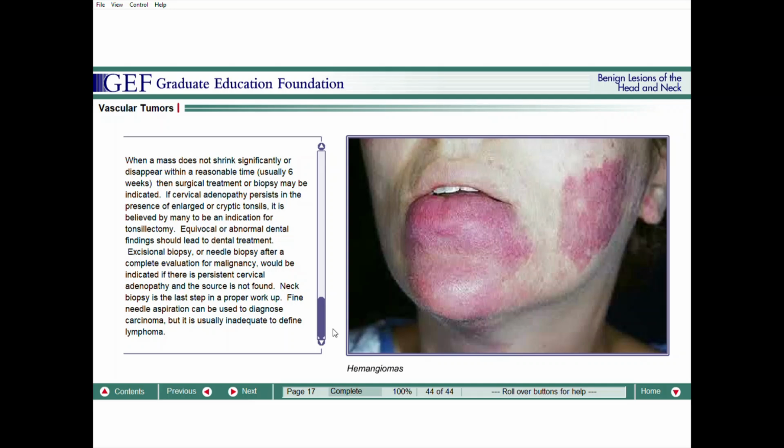Excisional biopsy or needle biopsy after a complete evaluation for malignancy would be indicated if there is persistent cervical adenopathy and the source is not found. Neck biopsy is the last step in a proper workup. Fine needle aspiration can be used to diagnose carcinoma, but it is usually inadequate to define lymphoma.